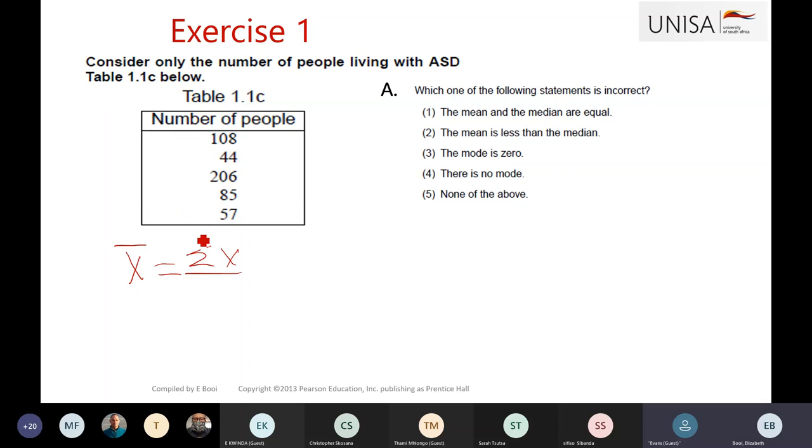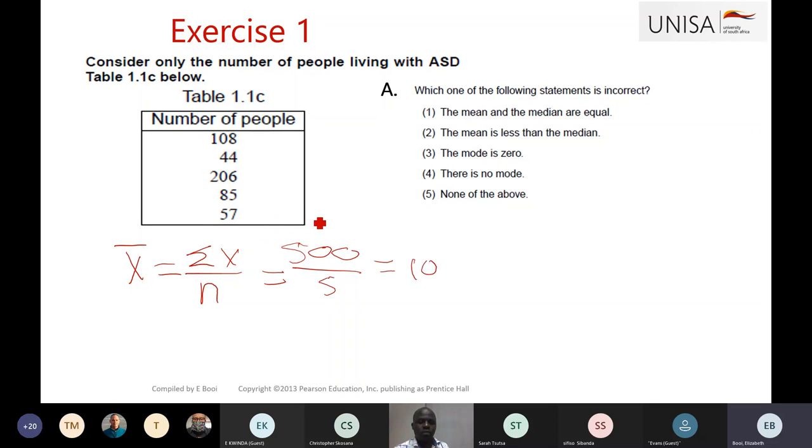Somebody is unmuted. Please mute yourself. The mean is the sum of all observations divided by how many there are. So if I add 108, 4, 206, 85, and all of them, I get 500, divided by 5. 1, 2, 3, 4, 5, there are 5. So this will be equal to 100. That is my mean.